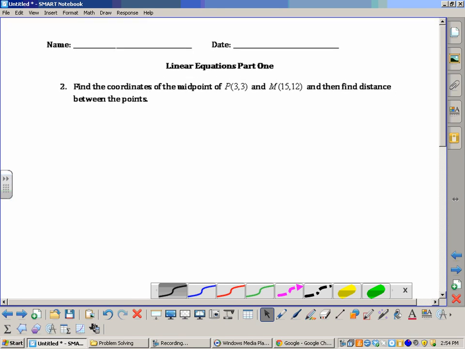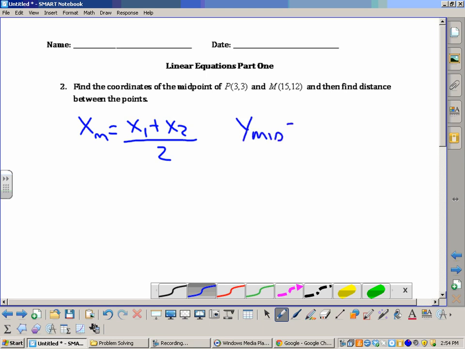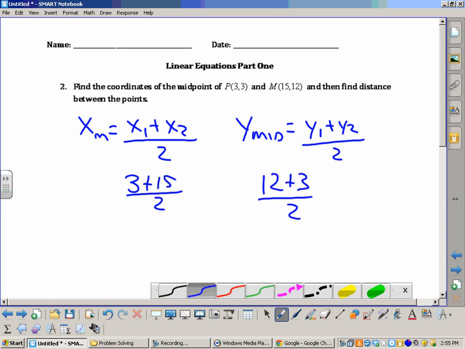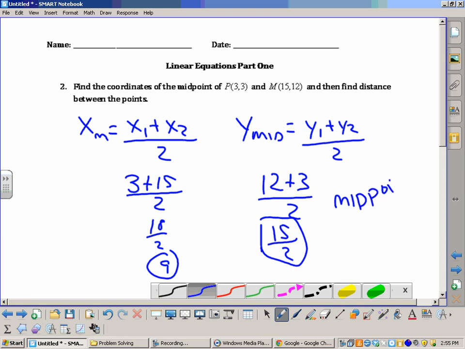So, what am I trying to do? Okay, here, midpoint. So x midpoint is x1 plus x2 divided by 2. Just add the coordinates together. So let's see. I'm going to add the x's together, and I'm going to add the y's together. Nine, 15 over 2. So the midpoint is 9, 15 over 2. Sort of an ugly number, but I'm pretty confident that's right.